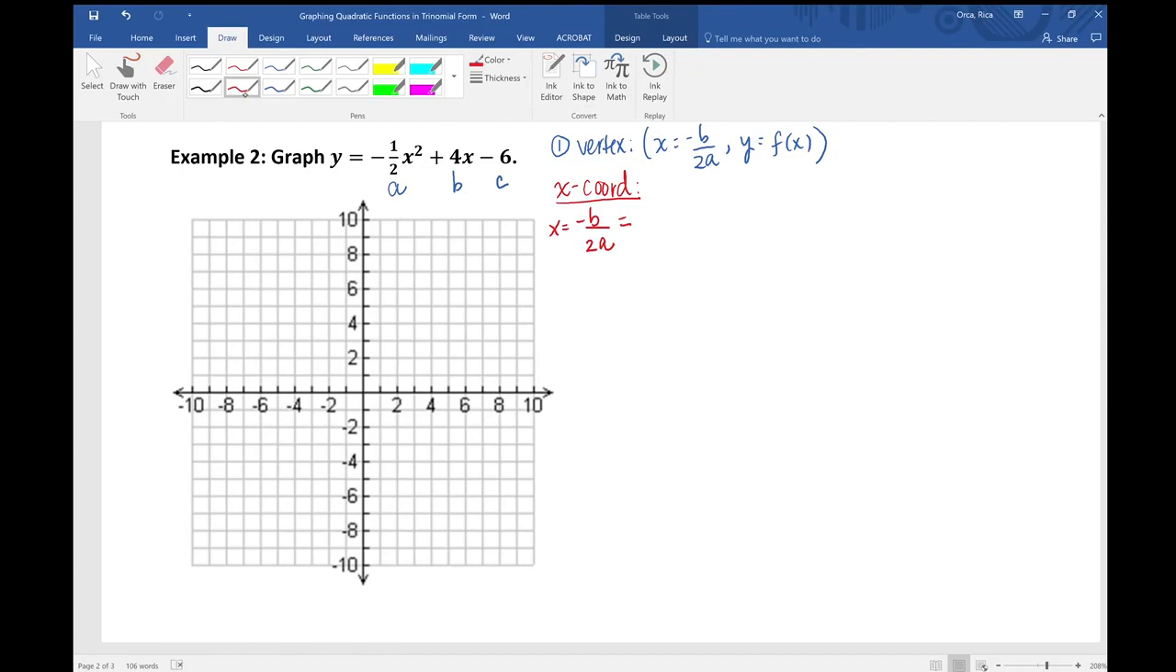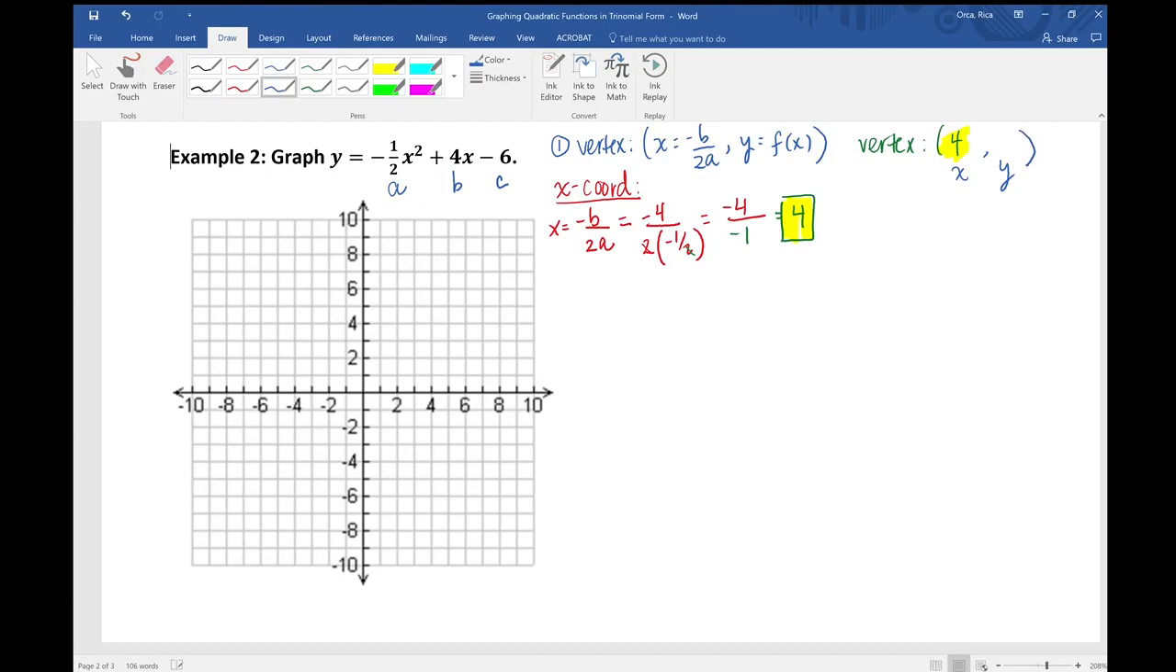Our b value is 4, so that's negative 4 divided by 2 times negative 1/2, which is going to give us negative 4 divided by 2 times negative 1/2. Well, the 2's will cancel out, and it'll leave us with just negative 1. Negative 4 divided by negative 1 is positive 4. So the x-coordinate of my vertex is positive 4. So remember, we need an x and y coordinate.